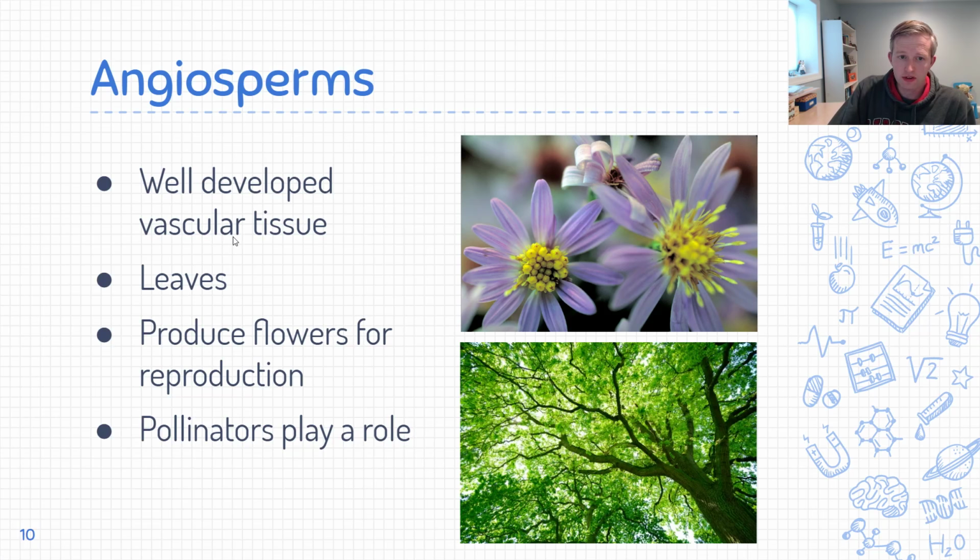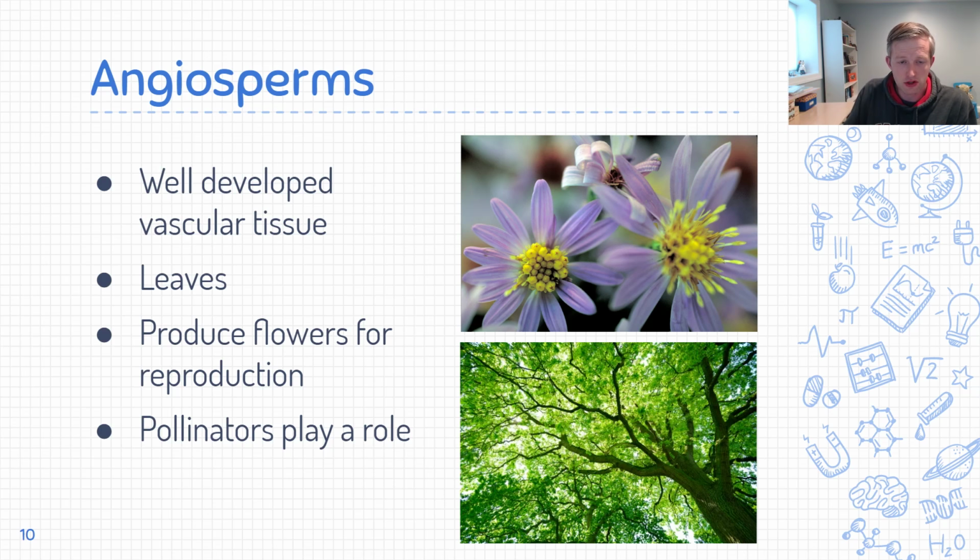They definitely have well-developed vascular tissue. California redwoods, I think the tallest one is like 370-some feet tall. So pretty good vascular tissue in order to carry water from the ground up almost 400 feet into the air in order to get it to those top-level leaves.